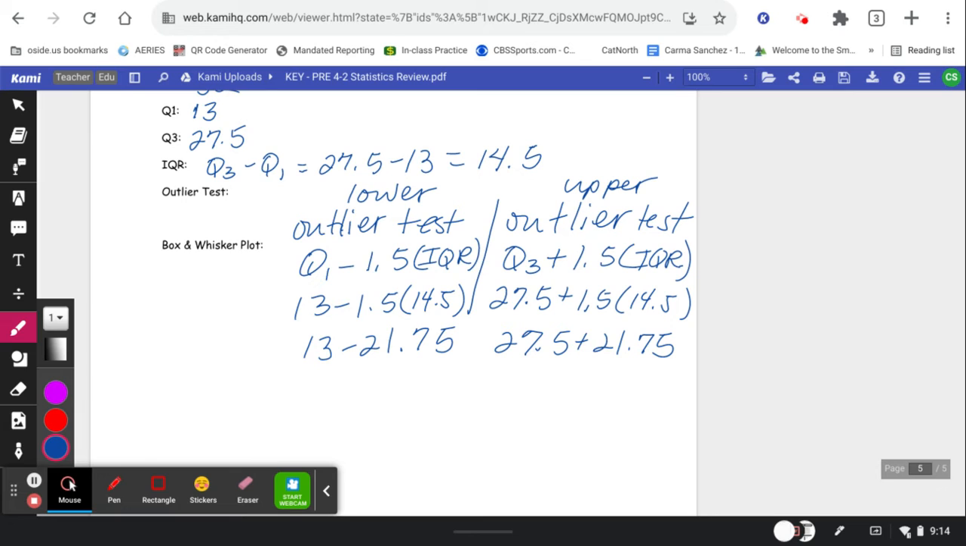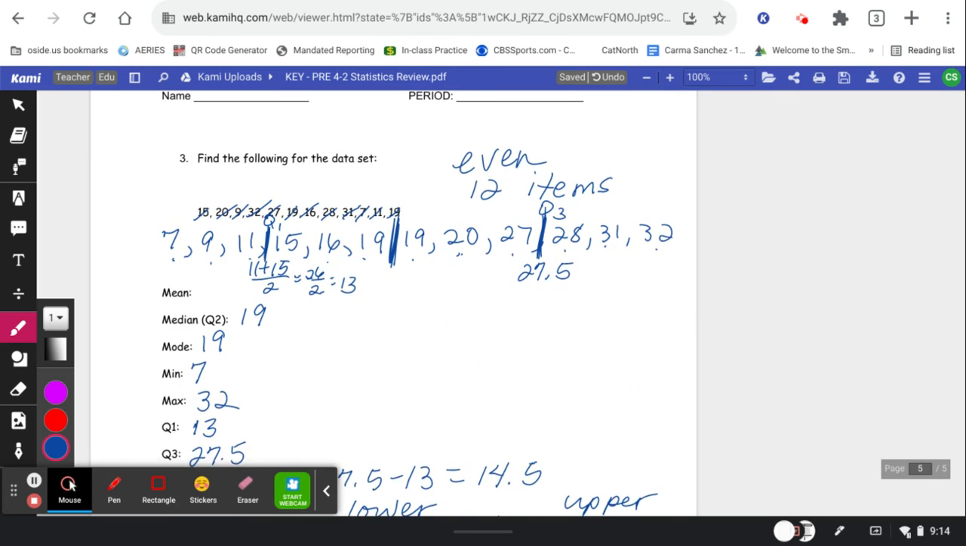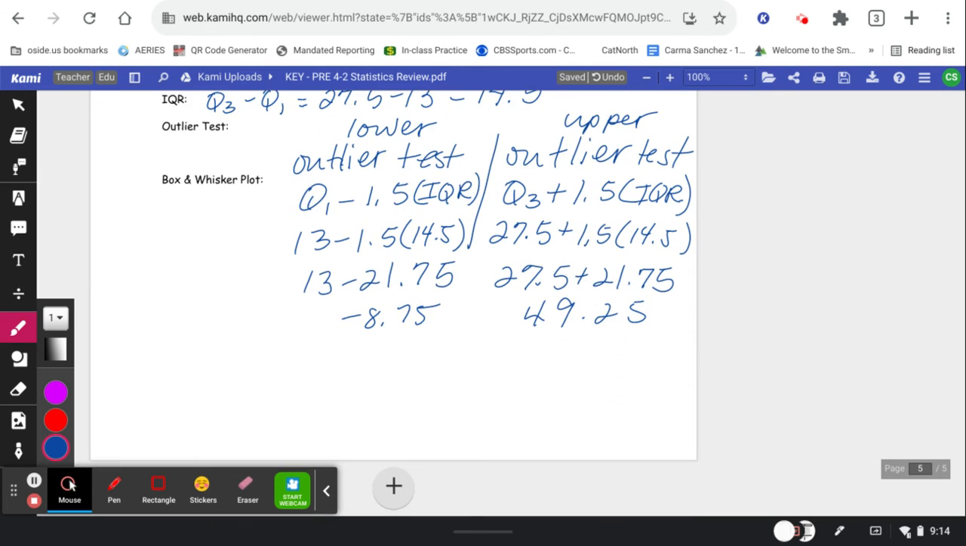Okay, so 13 minus 21.75 is negative 8.75. And then 27.5 plus 21.75 is 49.25. So looking up at our data, do we have anything above a 49? No. Do we have anything below? No. So there's no lower or upper outliers.